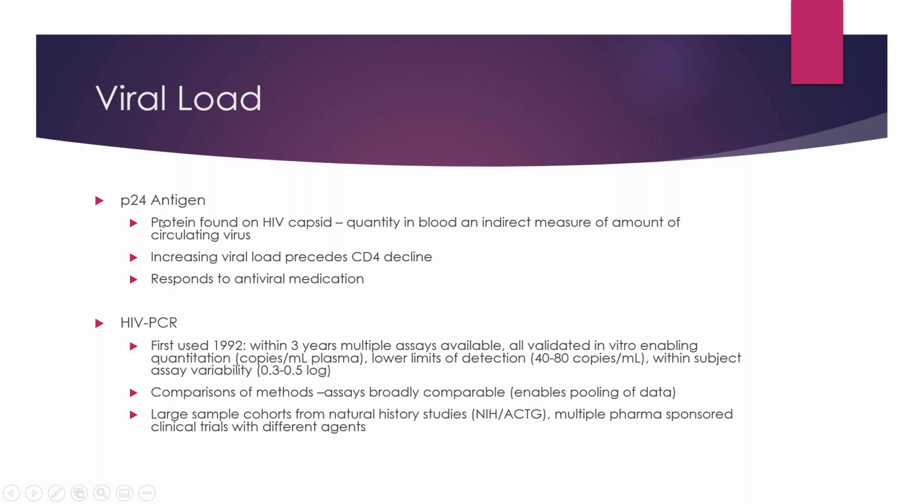At the same time, it seemed obvious that the amount of virus that an individual was infected with might be relevant. And there were several ways of measuring that. There was something called P24 antigen. P24 is a protein that's found on the capsid of the HIV virus, and its quantity in blood was an indirect measure of the amount of virus circulating in the person.